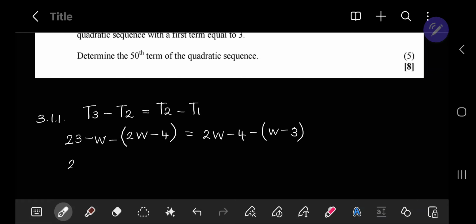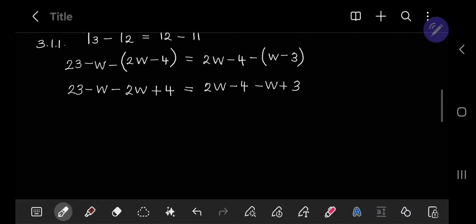On the left hand side, I'm going to take that negative in front of the bracket and multiply it into the bracket with both terms. That gives me negative 2w and positive 4. We're going to do the same thing on the right hand side. Negative goes into the bracket and gives us negative w and positive 3. Let's simplify each side. So on the left, we've got 23 plus 4, which is 27. Negative w minus 2w is negative 3w. On the right hand side, we've got 2w minus w, which is just w. And negative 4 plus 3, which is negative 1.